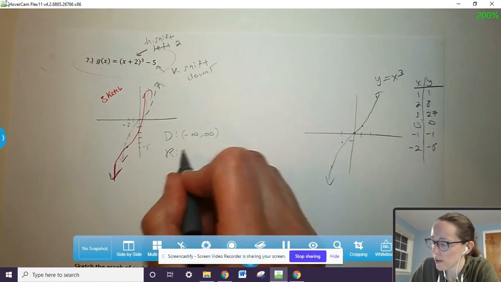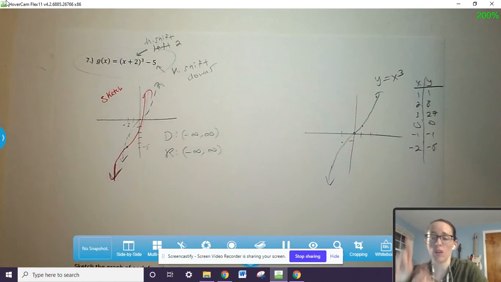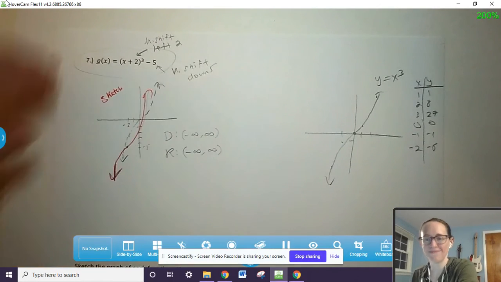And the range for this one is also all real numbers. It goes up forever and down forever. Okay, 2 more.